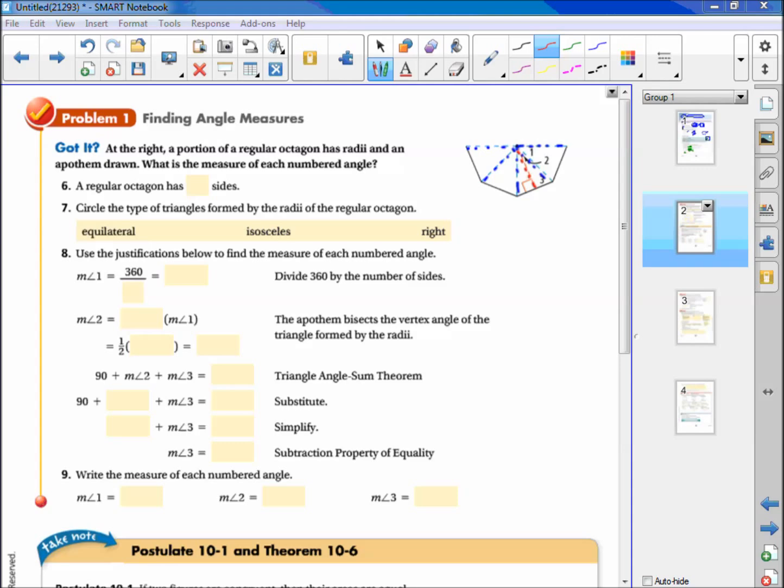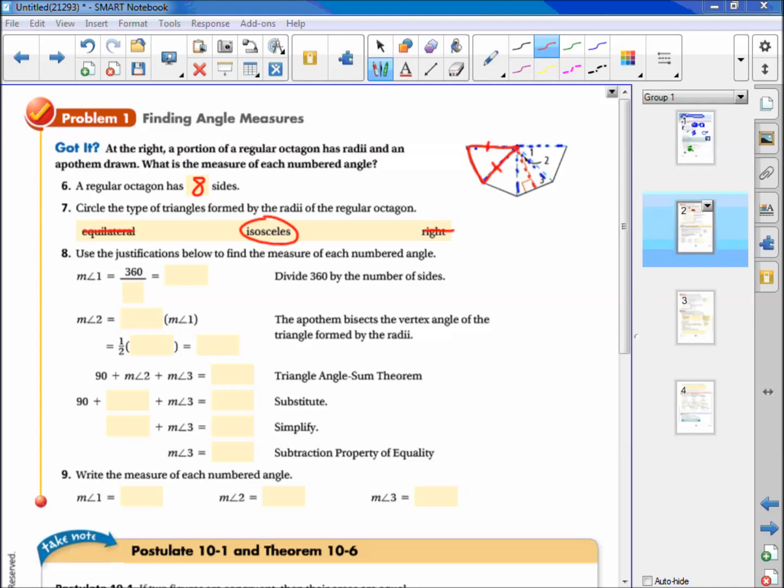So a regular octagon, one more time, has 8 sides. Circle the type of triangle formed by the radii and the regular octagon. So each of these little triangles in here, all the radii are the same length, so that's going to be isosceles triangles in there. They're not equilateral and they're definitely not right. All right, so use the justifications below to find the measure of each numbered angle.